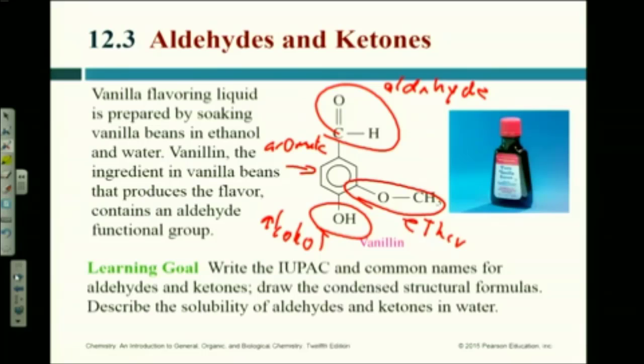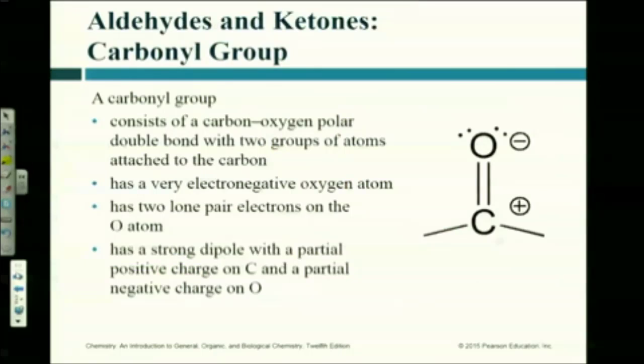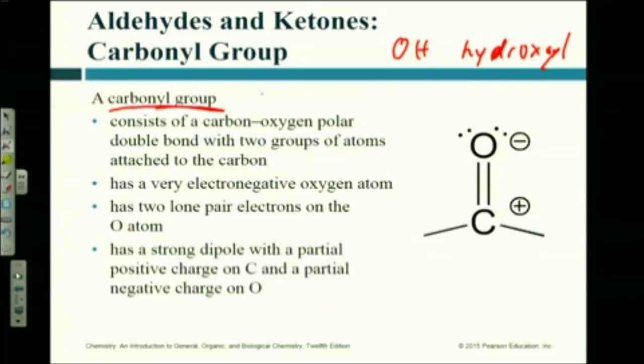And we're going to talk about what defines an aldehyde and a ketone. Okay? So, aldehydes and ketones contain what's called, remember, OH was called the hydroxyl group, right? This is called the carbonyl group. C double bond O, carbonyl group. When you have a carbonyl group, you are an aldehyde or ketone. Okay, C double bond O.